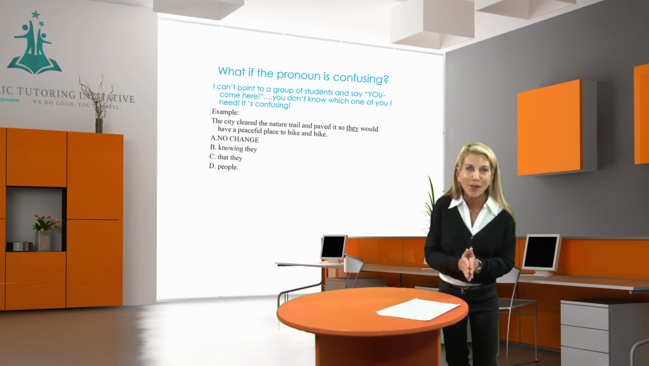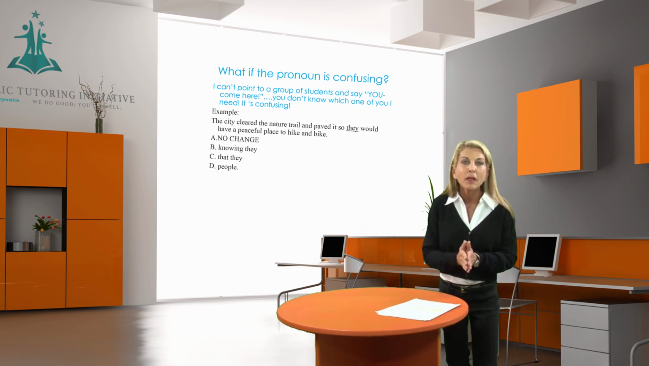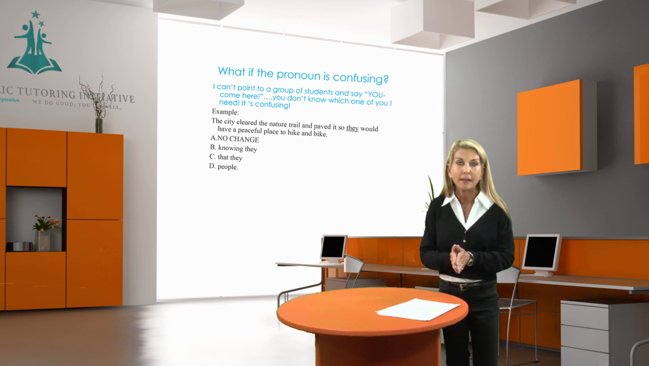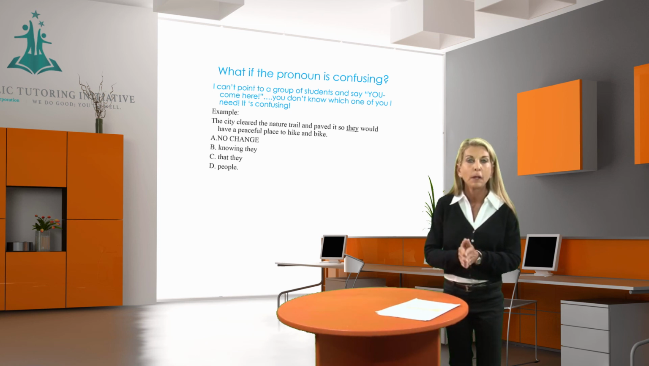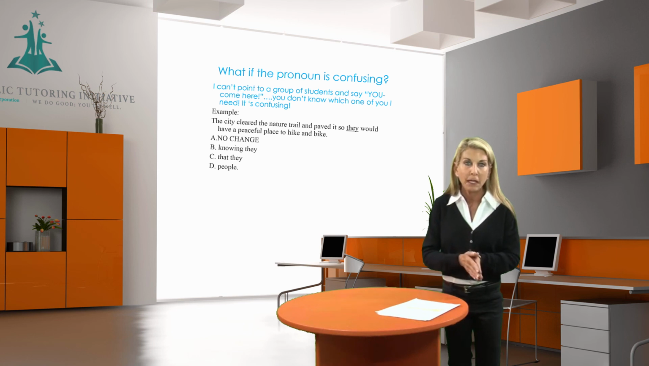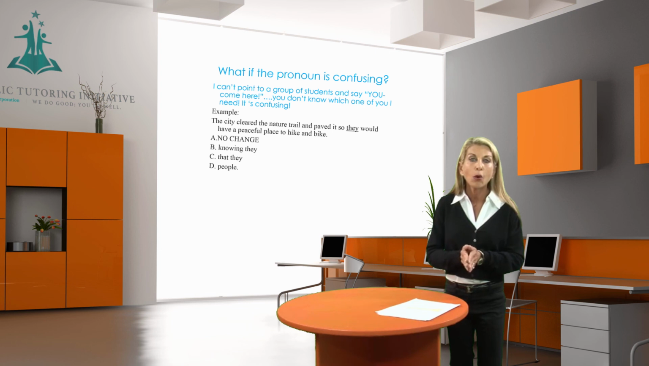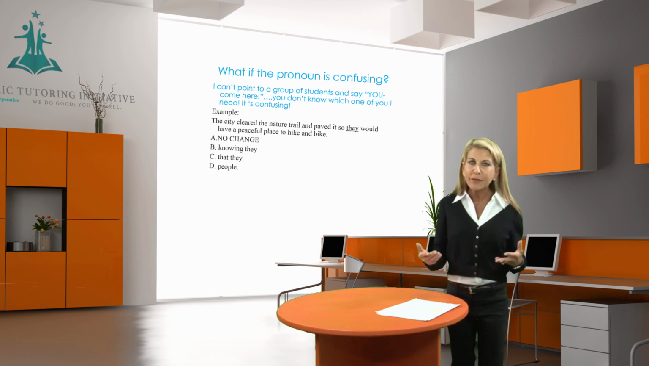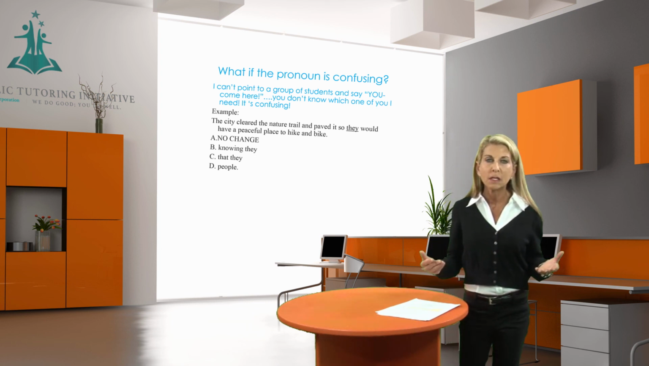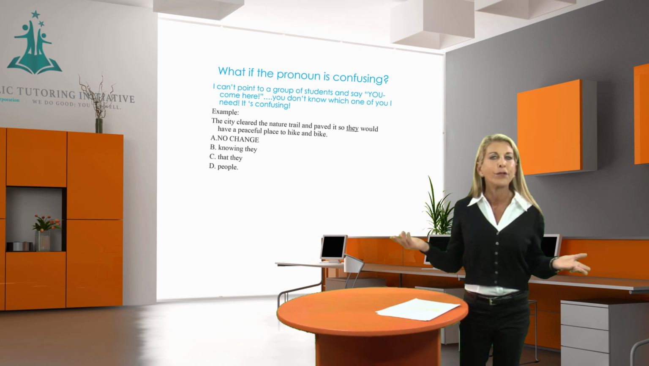Here's an example of an unclear pronoun. The city cleared the nature trail and paved it so they would have a peaceful place to hike and bike. Okay, A, no change. B, knowing they. C, that they, or D, people. Now, right off the bat, when you read that sentence, you should have thought to yourself, I don't know who they're talking about. So let's check that out.